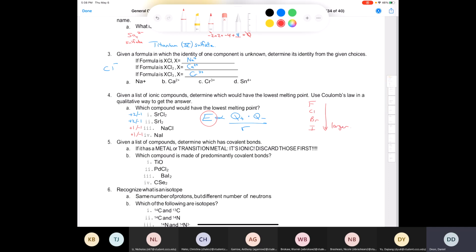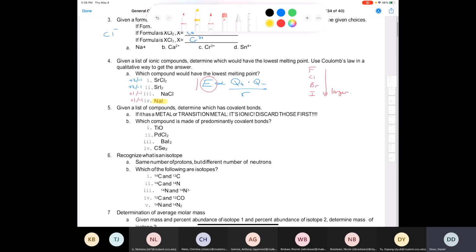So iodine is bigger than, or iodide is bigger than chloride. And so since its radius is bigger, what's that going to do? It's going to cause this to drop even more. And so out of all of these, sodium iodide is going to have the lowest melting point, right? It's going to take the least amount of energy to break the electrostatic attraction between the sodium cations and the iodide anions.